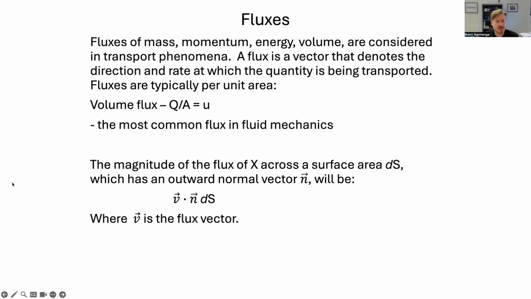Now, if we take the magnitude of the flux across the entire surface area, and that surface area is going to have a normal vector, which is going to be n, we're going to have this vector dotted with n, the normal vector, times the surface area. And we said v is the flux vector. So this is how we're going to calculate fluxes.